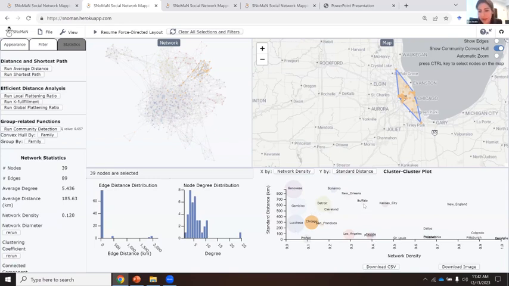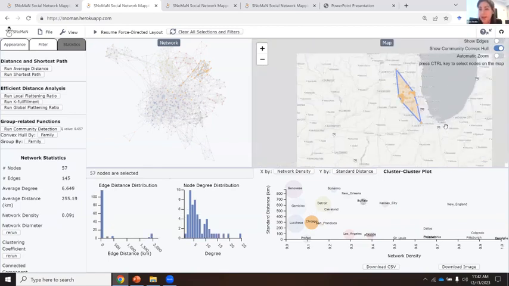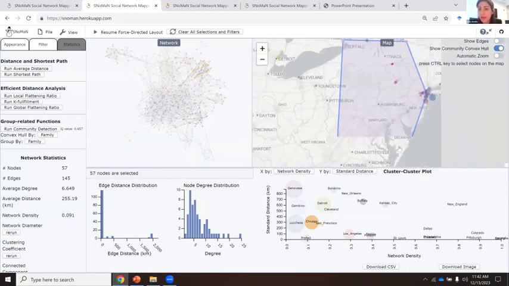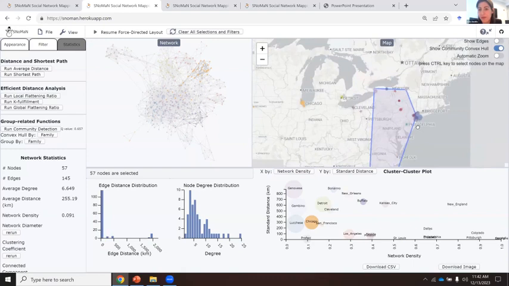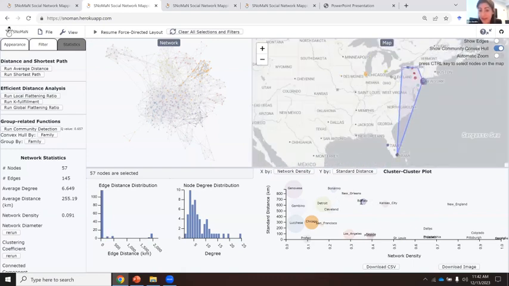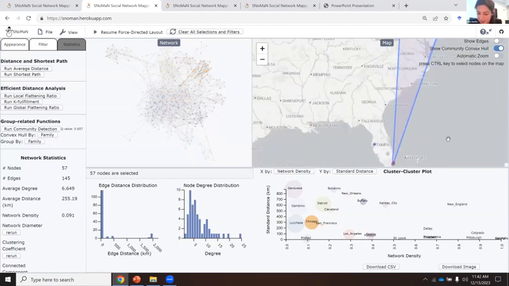I really like it because you can see why certain networks might be more scattered than others. For example, this Buffalo network had a number of people in New York and in Miami. We get that from knowing that the standard distance is really high here, but now we can see from the map why that might be.